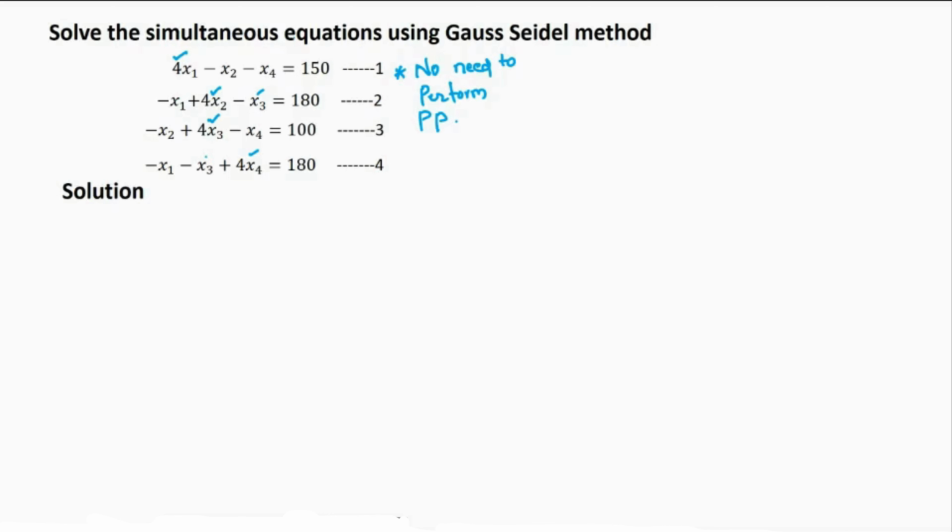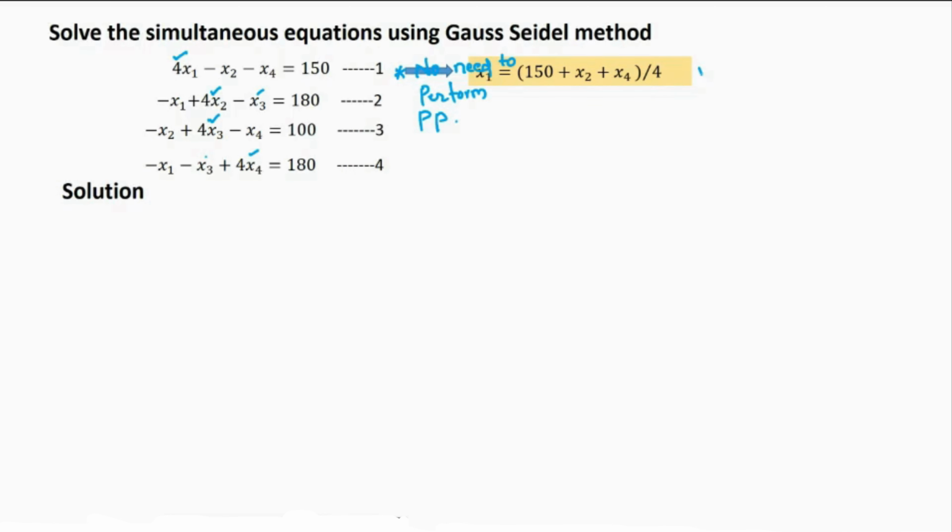You have to convert these equations: write the first equation in terms of x1, the second equation in terms of x2, the third equation in terms of x3, and the fourth equation in terms of x4. The same thing is written here. First equation, you convert into x1. So 4x1 is equal to 150 plus x2 plus x4. Then x1 is equal to whatever amount we got, divided by 4.